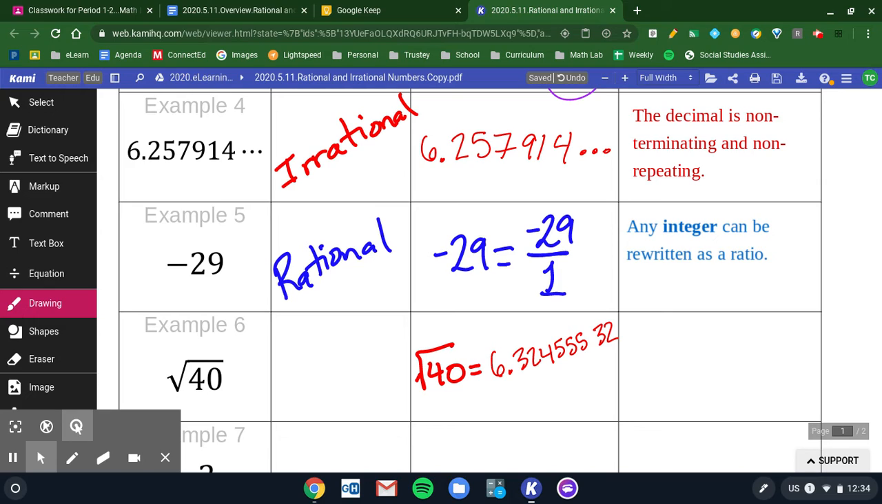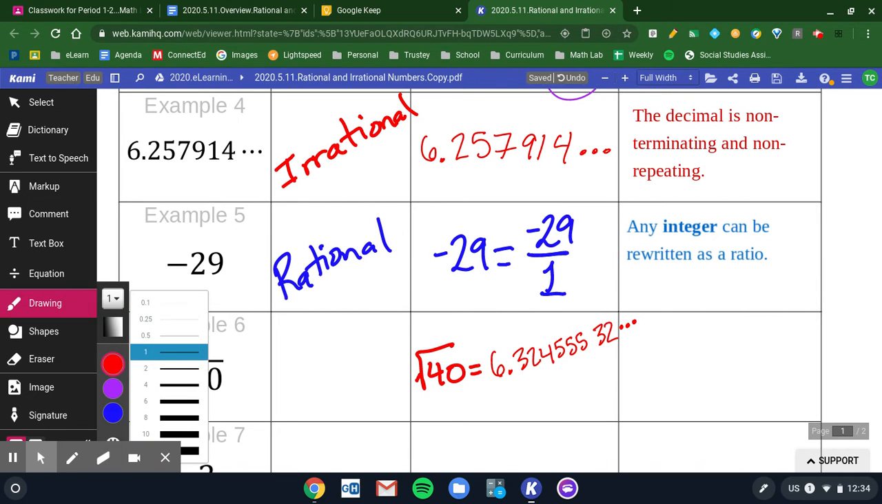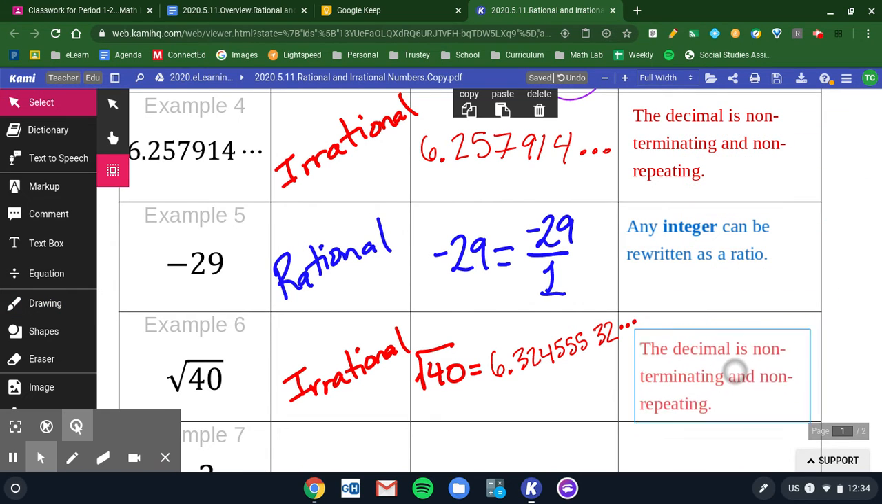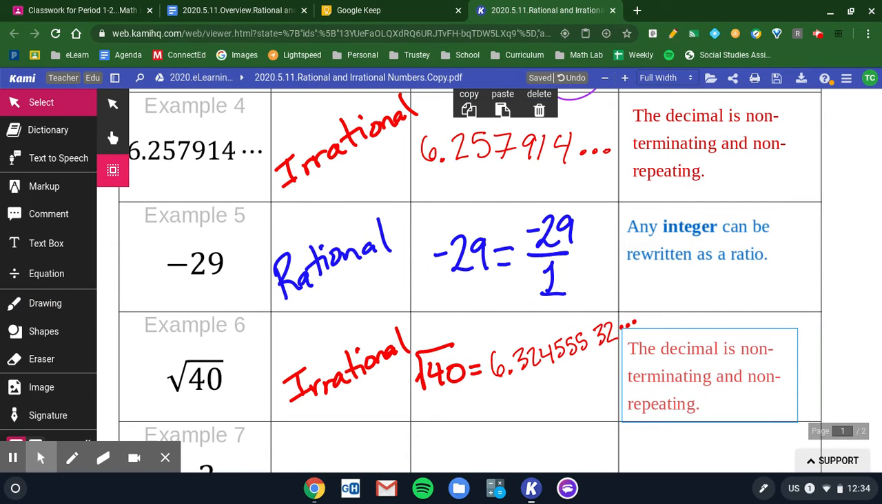6.324555, nope, 32. And guess what? If the calculator runs out of spaces, then the probability is almost 100% that it will go on forever. So what we have here is a crazy, ugly, irrational number. And how can we show that in words? By simply borrowing from above. I'm going to copy down and point out that the decimal, in this case, is non-terminating and non-repeating.